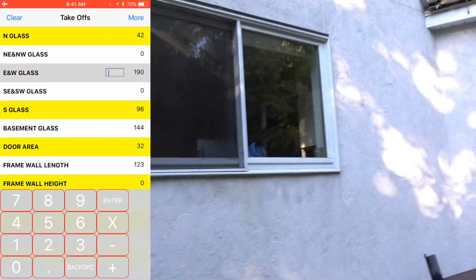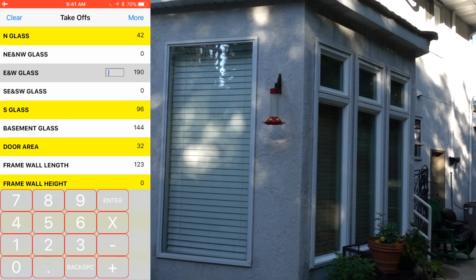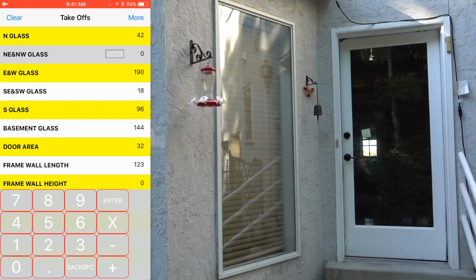Okay, back up to, now we've got a bay window, and it faces rather southeast, so I'm going to go to the southeast side, and it is a 3 foot by 6 foot, 3 times 6 plus. And then there's one going to be on the other side, same size. So I'll go over here to northeast glass and 3 times 6 plus.